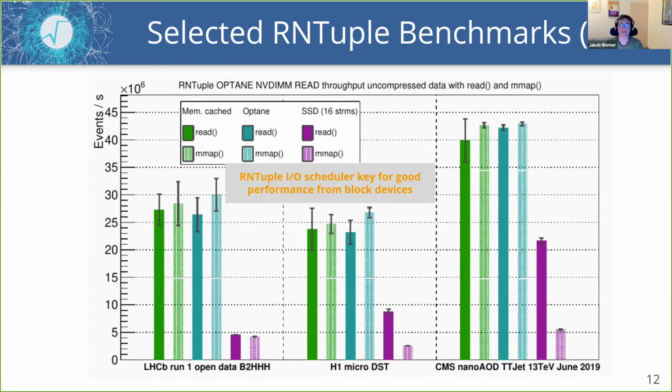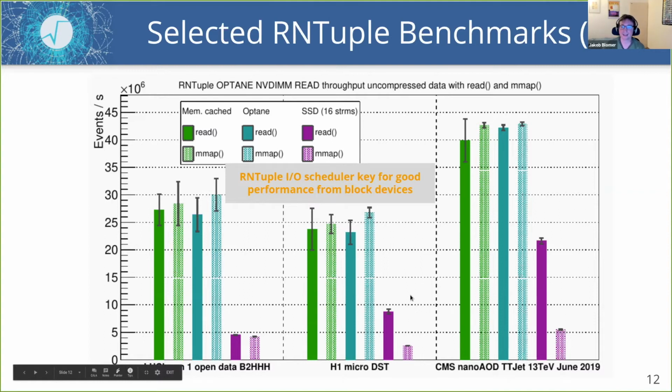And the last performance plot I want to show actually shows that a key for good performance, if you read from actual block devices, is to use a real I/O scheduler. In this plot, I would like to especially point out the purple bars to the right side.